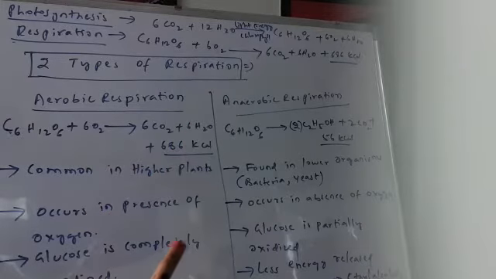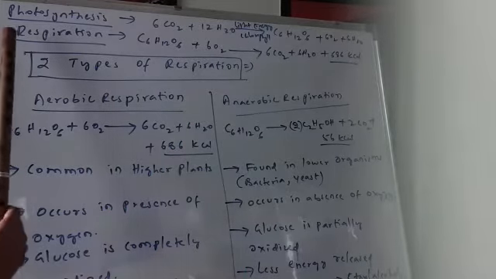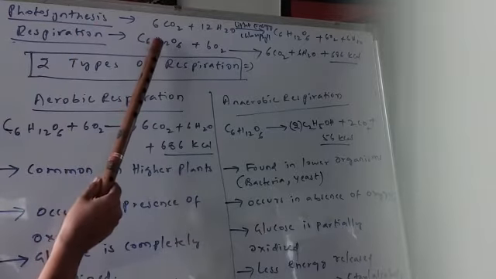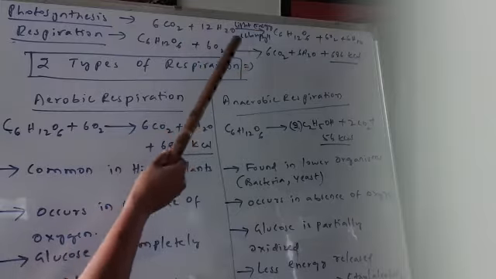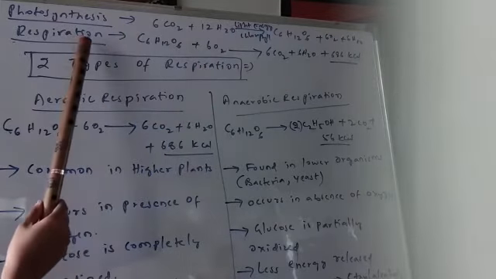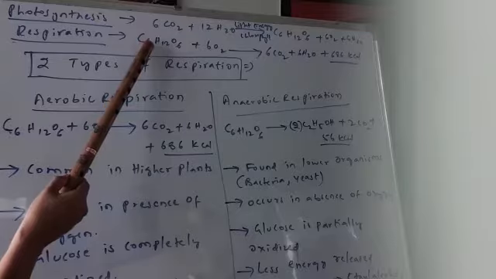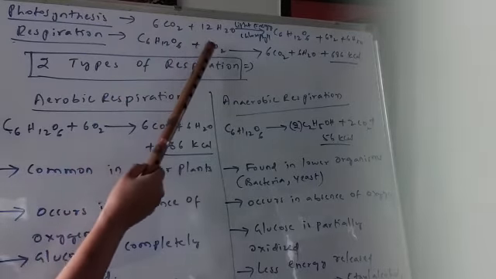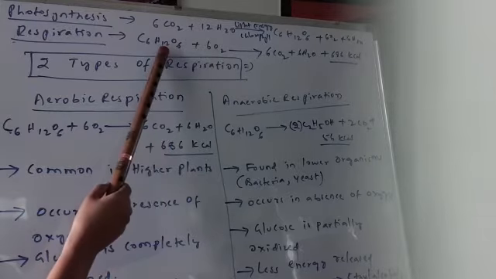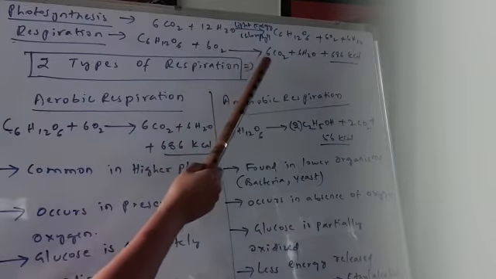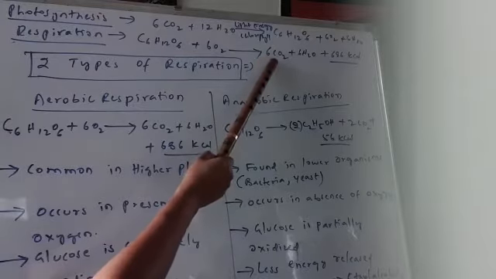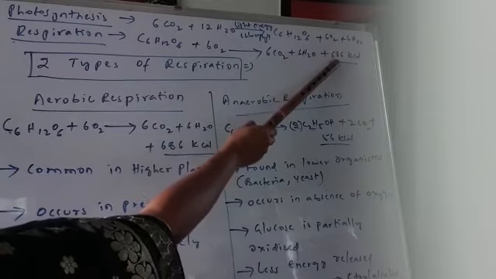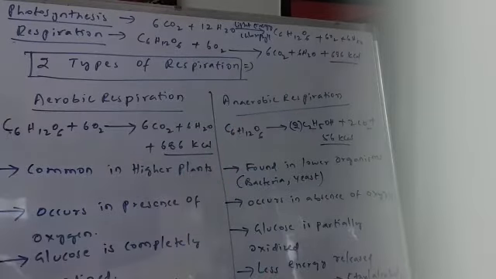Now let's understand what is happening in respiration. During respiration, the glucose molecule, which is a product of photosynthesis, is oxidized. In the presence of 6 oxygen molecules, the glucose molecule is completely broken down to release CO2, water, and during this, 686 kilocalories of energy is also released.